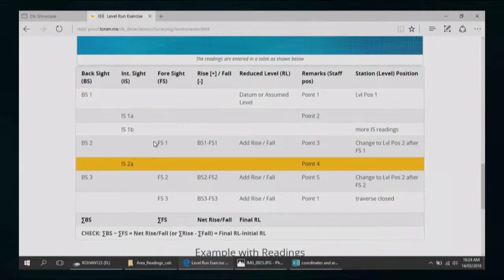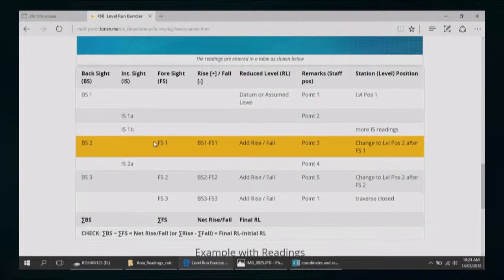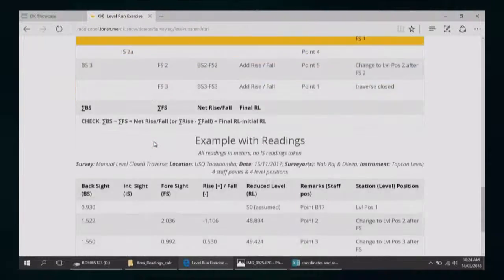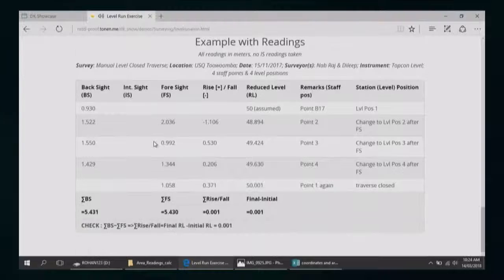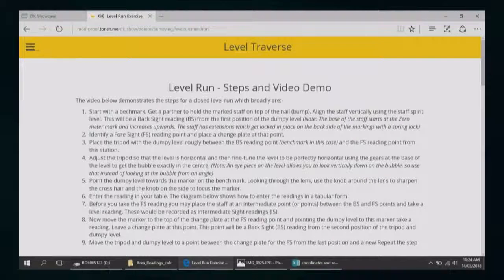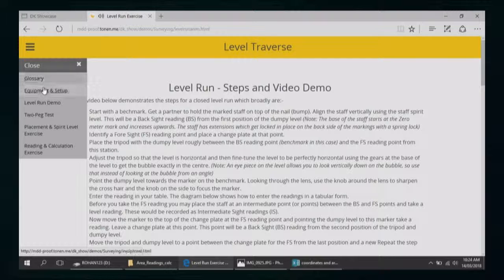And how do we record the readings? This is where the serious stuff begins. So it's not only just putting a level and taking a reading. How do you record the readings and what do you do with the readings? How do you check whether your readings are right? So there's an example of a table as to where each reading is placed in the table. Further on, there's an exercise where students can go and practice.